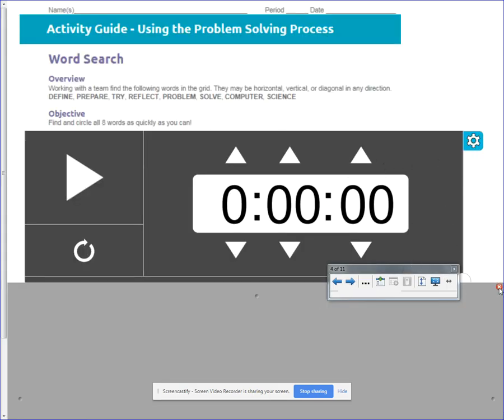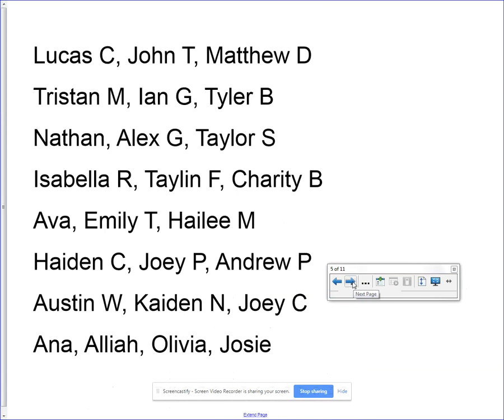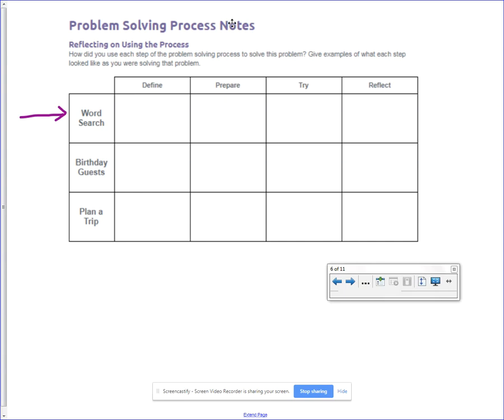All right. Well, how did it go? There were 8 words up there. Were you able to find them all? Do this for me. Will you take your worksheet and head toward the back on this last page? They've got 3 things here with the problem-solving process. Get to this spot and grab your pencil.